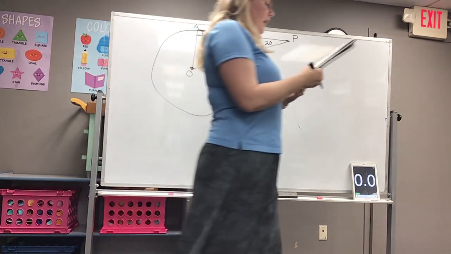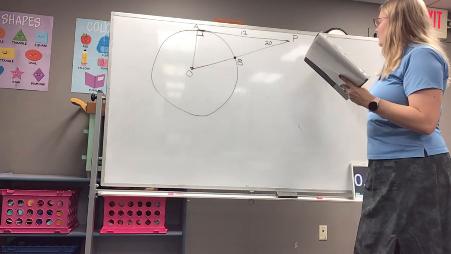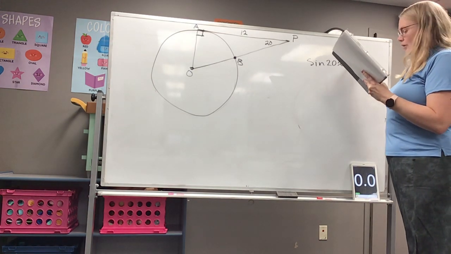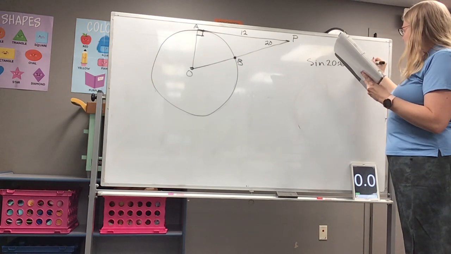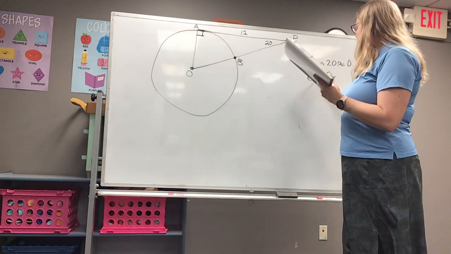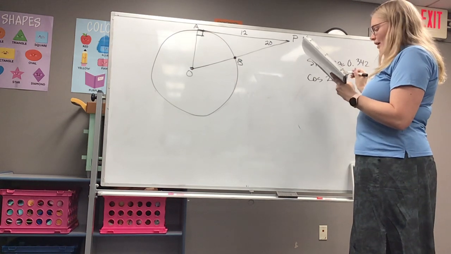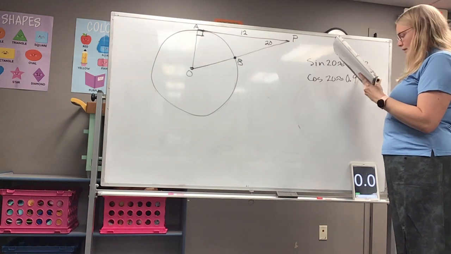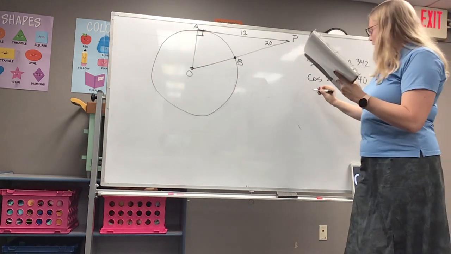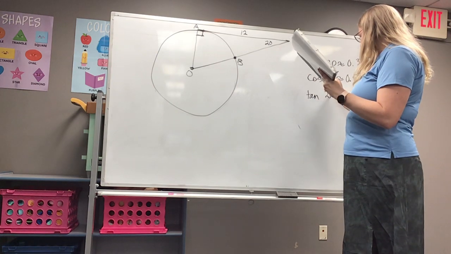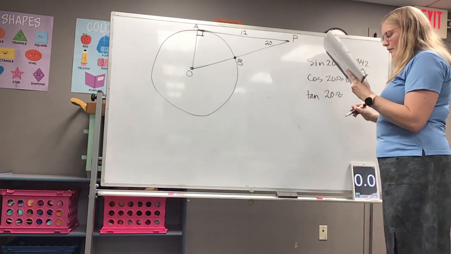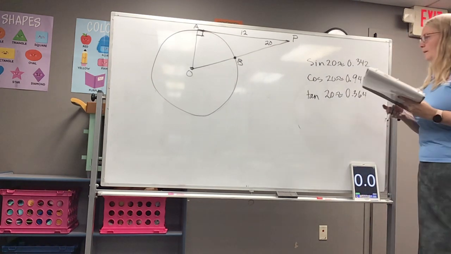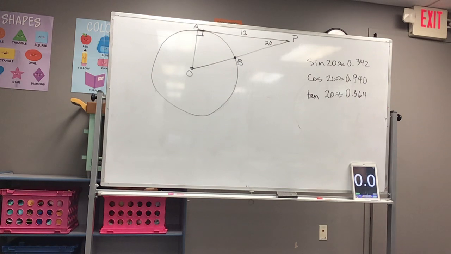They give you the sine measurements. They tell you that sine of 20 is approximately equal to 0.342. Cosine of 20 is approximately equal to 0.940. And tangent of 20 is approximately equal to 0.364. So that's part of our setup as well.